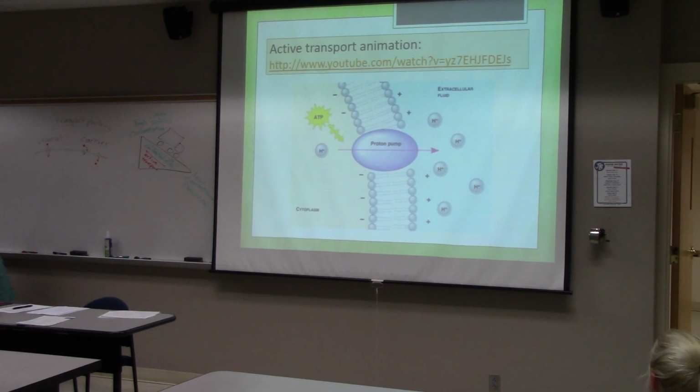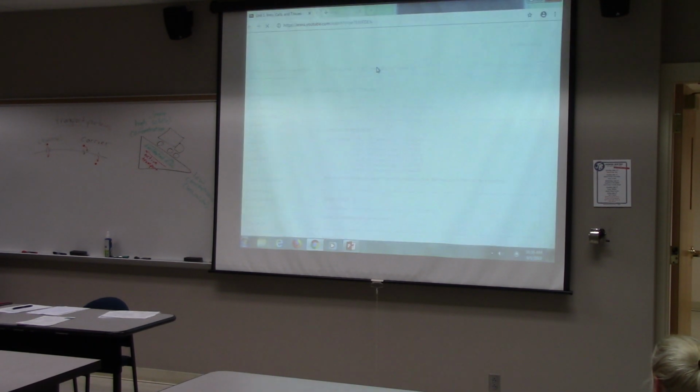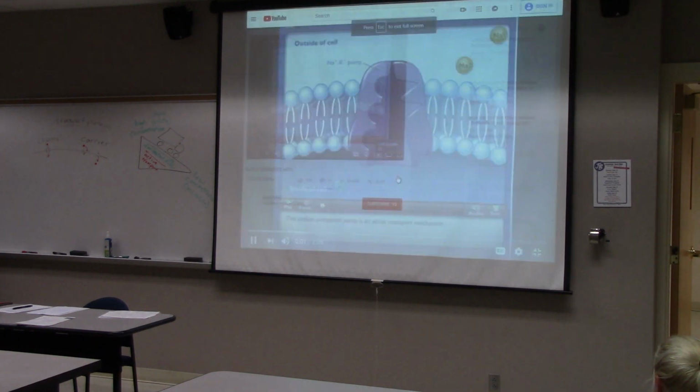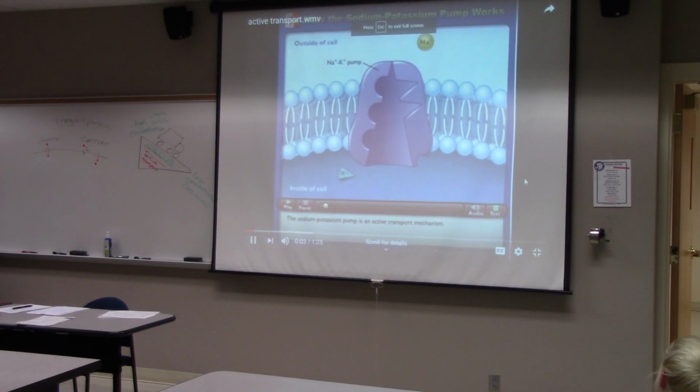This animation, the illustration here, is moving hydrogen ions, which is how we make our stomach acid. The animation is something called the sodium-potassium pump, which controls those gradients of sodium and potassium inside and outside the cell. The sodium-potassium pump is an active transport mechanism.